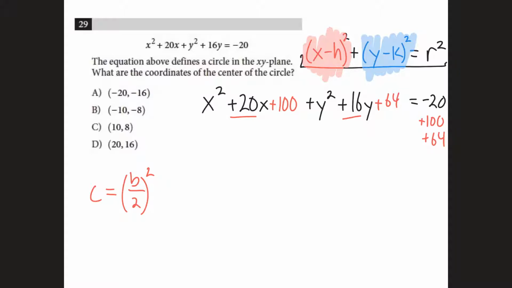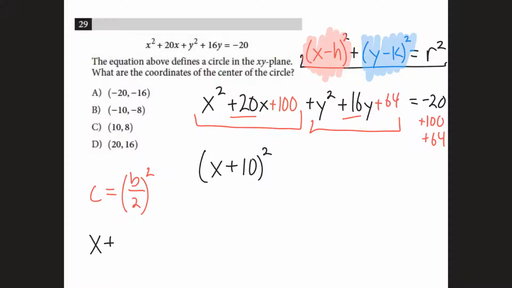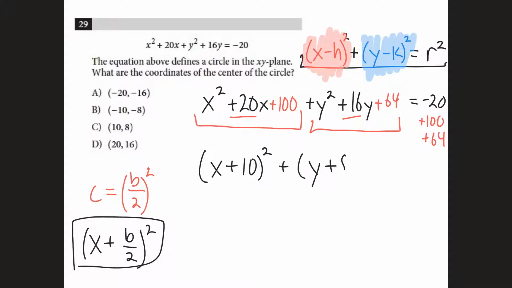Now on the left side, we've got these perfect square expressions, and those are going to factor as such. (x plus 10) squared. When you factor it, it's always going to be (x plus b over 2) squared. If you have a perfect square, that's how it's going to factor. All right, and factor the y's. We'll get (y plus 8) squared.